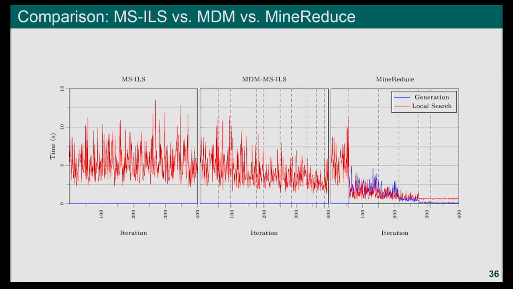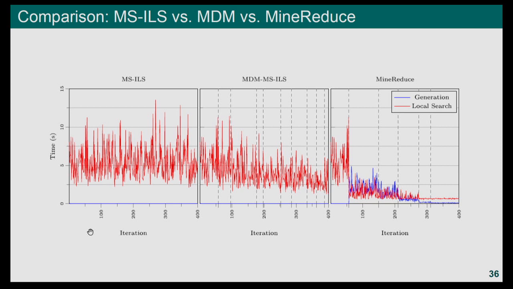Now we have the plots of running times per iteration. Again, we have random variation for the baseline. For MDM, we can observe a slight reduction in running time as we mine patterns. And for both methods, the generation running time is almost zero. There's a blue line here in the axis.